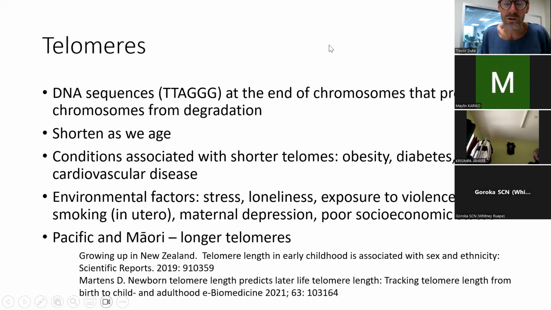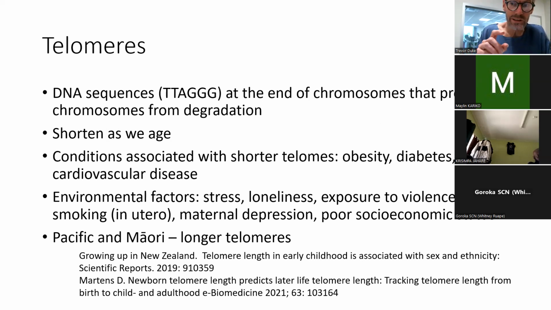There's one more factor about genes that can affect expression, and that is what's called telomeres. They're little sequences of DNA that occur at the end of chromosomes that protect our chromosomes from degradation. So they stop our chromosomes degrading as we get older.